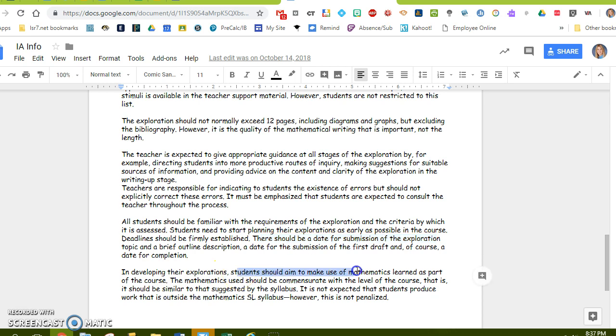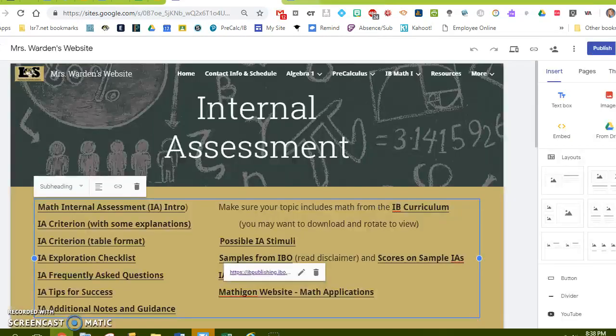It says you should aim to make use of mathematics learned as part of the course. So obviously, you want to make sure it's commensurate with the level of the work. It's similar to what's suggested by the syllabus. So again, your audience is your peers. A difficult topic will not necessarily result in a higher grade. Sometimes if you pick a difficult topic, you end up shooting yourself in the foot because you don't understand it well enough, so you can't show that clear understanding. Okay, so that's what that document is.